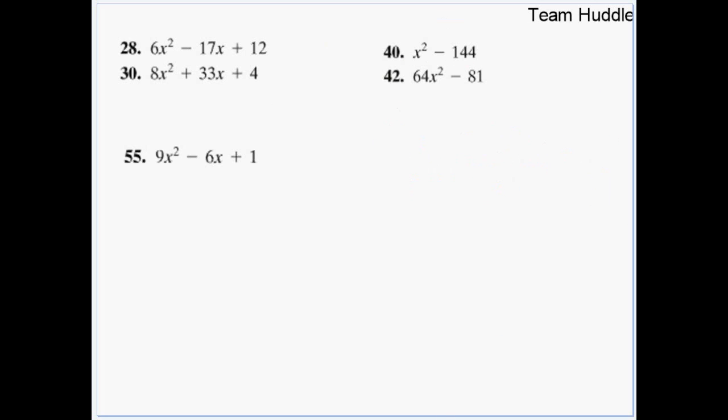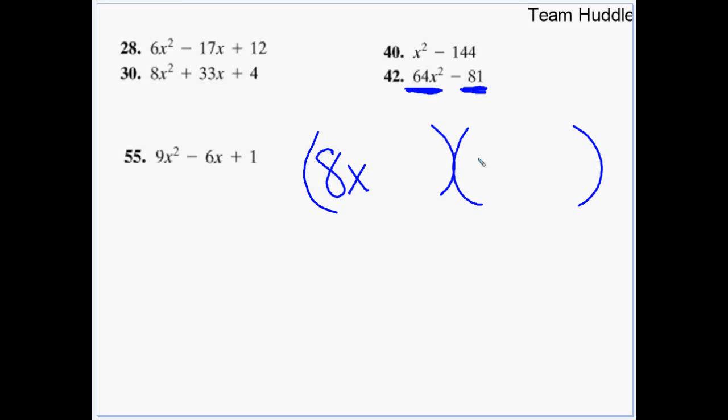And 42. 64 is a perfect square. 81 is a perfect square. And there is no middle term. So this will also be a sum and a difference. 64 roots to 8, so we'll have an 8x and an 8x. And then 81, if we root that, it'll be 9. One of them is positive, one of them is negative. And there's our last practice problem.